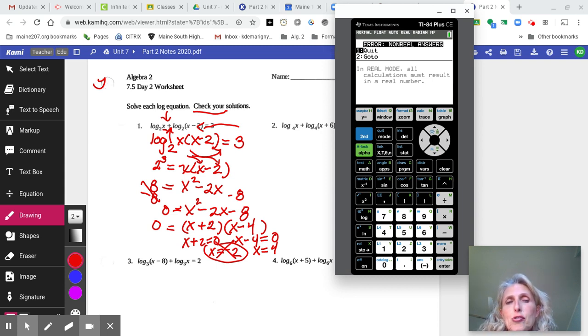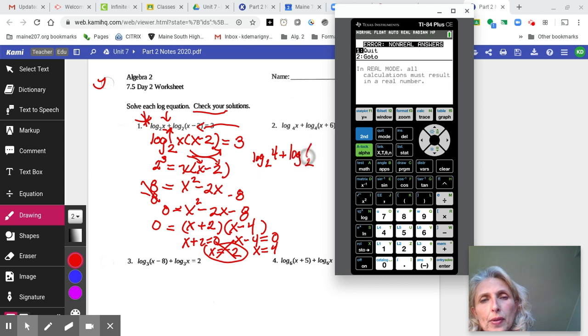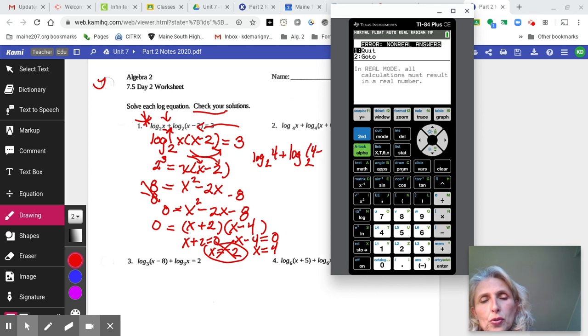I think the solution is 4. So I'm going to take it back to my original equation, which is here. And I'm going to put this 4 in. So I'm going to say I have the log base 2 of 4 plus the log base 2 of 4 minus 2.